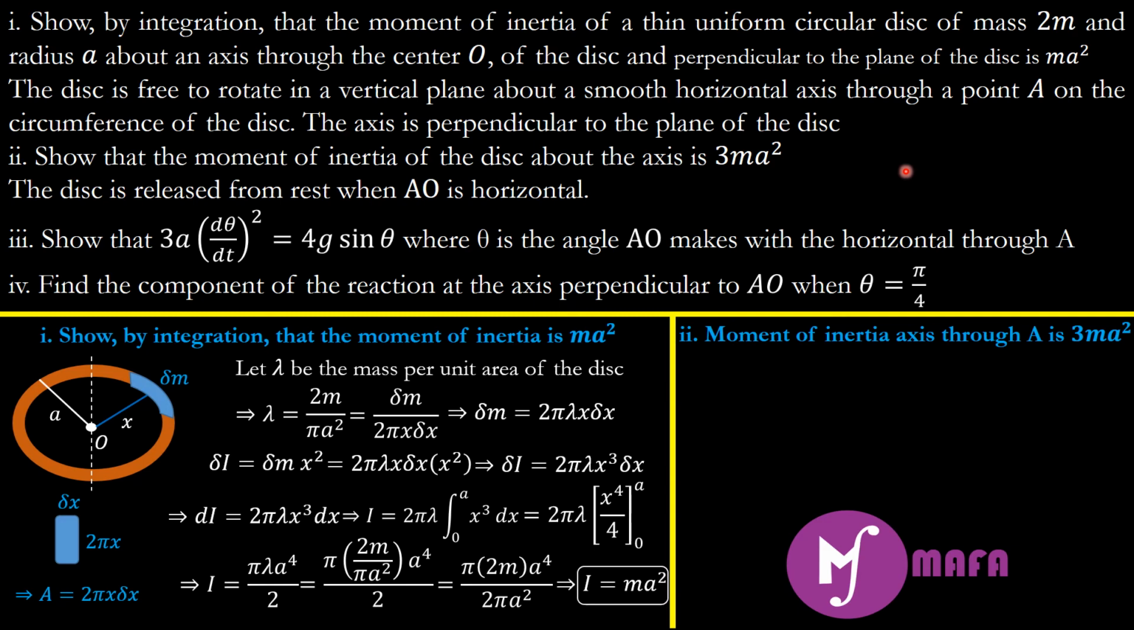Now this axis through A is simply a point on the circumference of the disc, and the axis through A is perpendicular to the disc. So let us redraw the diagram. We have the axis that is passing through the center, and then we have the point on the circumference of the disc, which is the point A. Now the distance that is separating these two axes, delta and c, is simply the radius of the disc. Remember that the two axes are perpendicular to the plane of the disc, so they have to be parallel to themselves, because both of them are perpendicular to the plane of the disc.